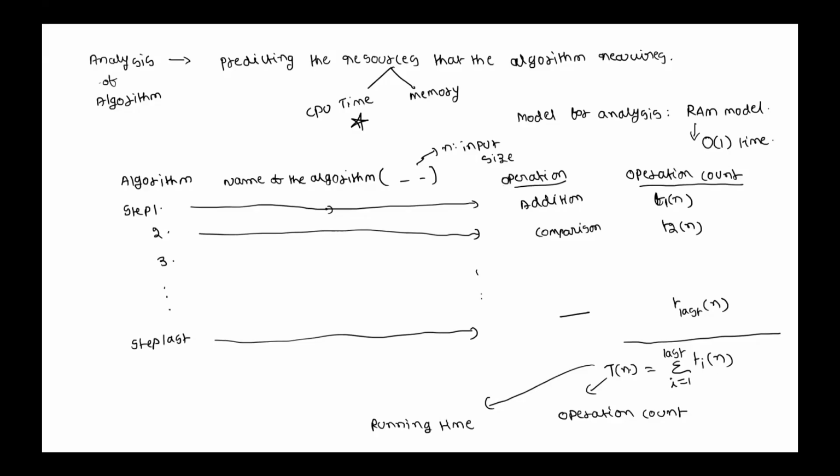Really, are we interested in the entire t of n value? Say, for example, t of n is 7n square plus 8n plus 9. Are we interested in this entire value? No, the maximum term is enough. That means we ignore the rest, finally approximately n square. We just want this.